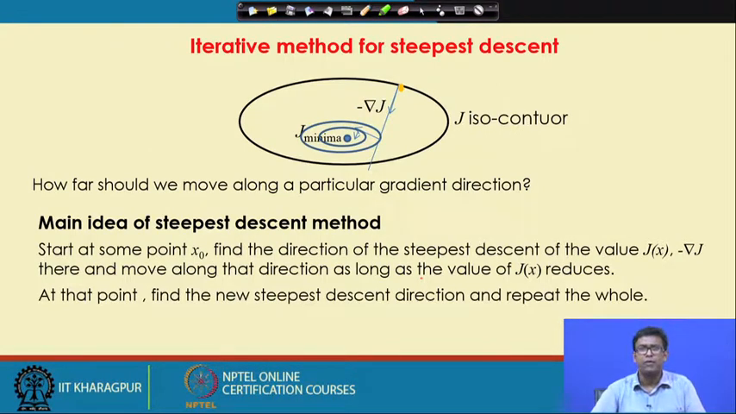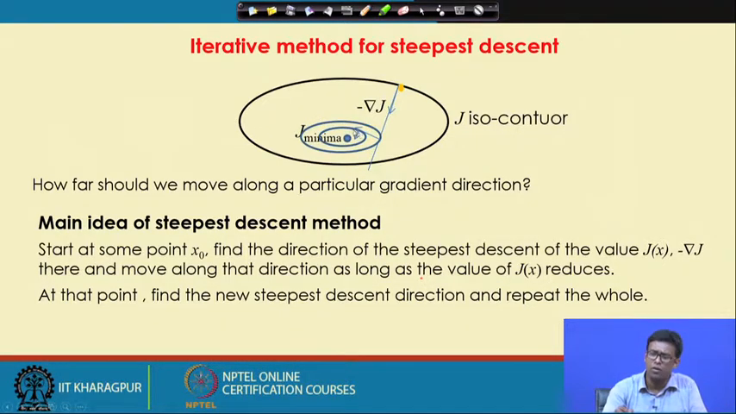And at that point when j stops reducing, along this line we move in a direction where j is reducing. When j stops reducing, you change the search direction. At that point when j is not reducing any further, find the new steepest descent direction and repeat the process. That means, again calculate minus grad j and move along that direction.